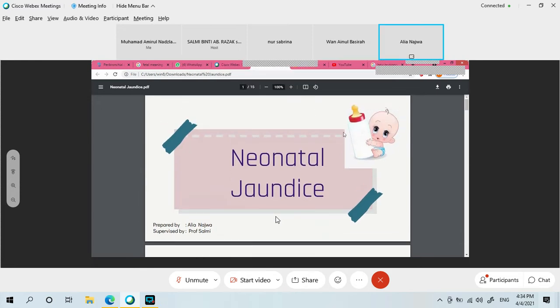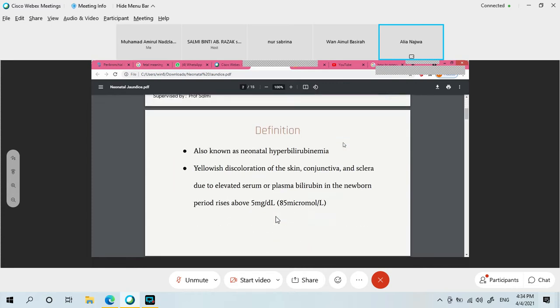Right, so Bismillahirrahmanirrahim. Assalamualaikum and a very good evening to Prof. Sami and also my fellow friends. Today I'm going to talk about neonatal jaundice. Okay, next. By definition, neonatal jaundice is also known as neonatal hyperbilirubinemia, which means yellowish discoloration of the skin, conjunctiva, and sclera due to elevated serum or plasma bilirubin in the newborn period, rising above 5 mg per deciliter or 85 micromole per liter. Certain books say 80 micromole per liter.